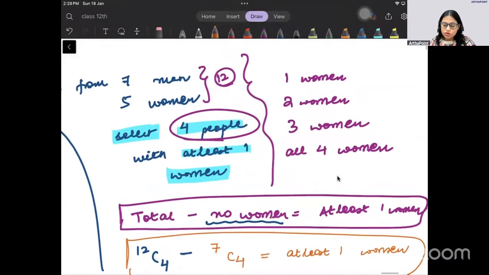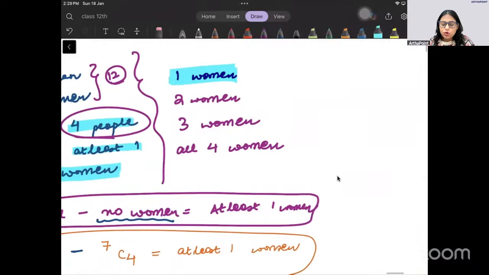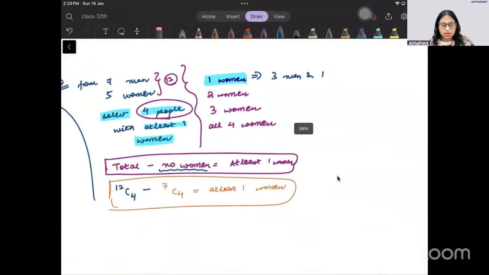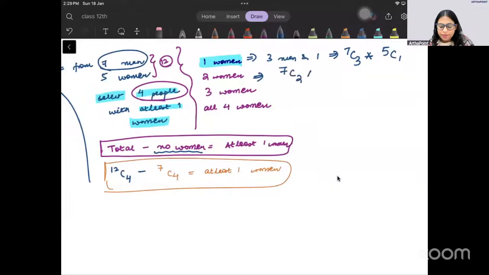देखो ध्यान से समझो. When we say find, you should have 1 woman. माने you need 3 men and 1 woman. ऐसे भी कर सकते हो. So 3 men का मतलब क्या है? That out of 7, I need 3. And multiplication. Out of 5, I need 1. 2 women का मतलब क्या है? That out of 7 men, I need 2 men. And out of 5 women, I need 2 women. क्योंकि I need to select 4.